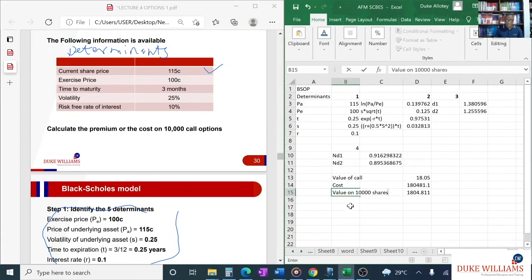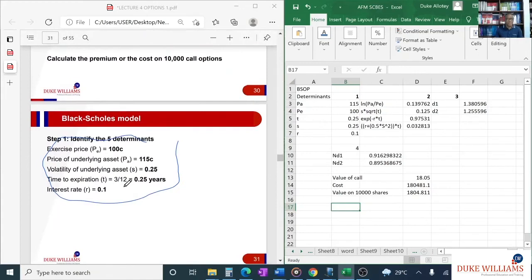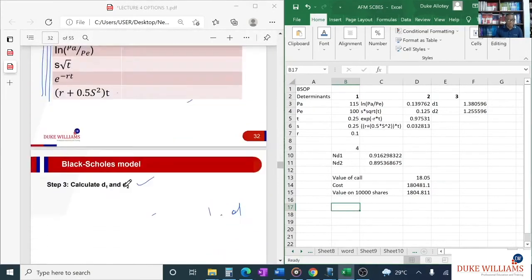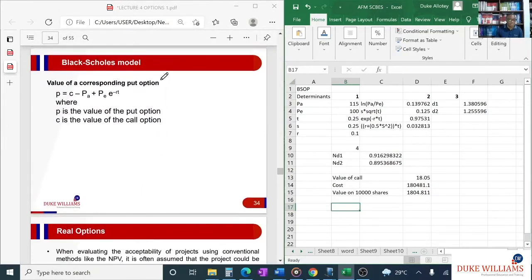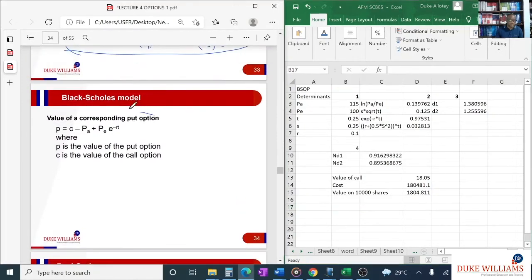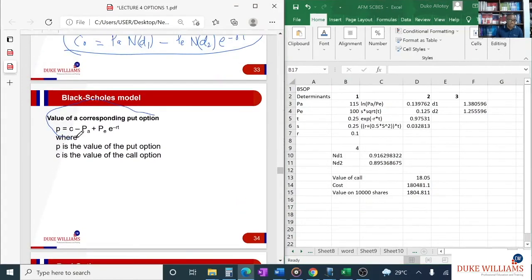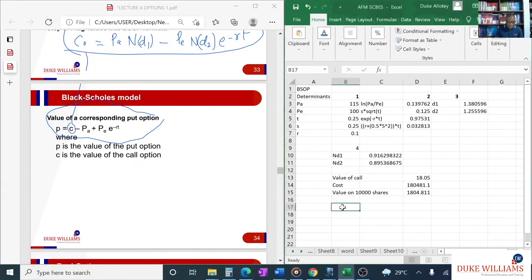Okay. Now, the other bit is we may be asked to find the value of a put option. Then we come and use the formulas provided. Now, for the corresponding put option, we need to use the formula here. But this C you find here is actually the value of the call option that we have already calculated here.